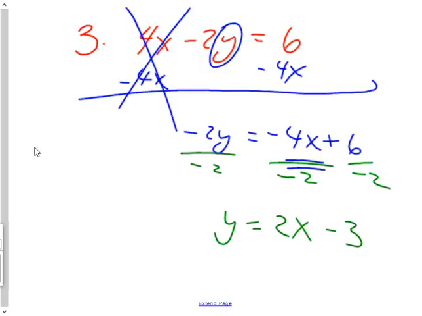And then why did I do that? Because now I know the slope. Miss SF, what is the slope? 2. And what's that other thing? It's the negative 3. What is it? The y-intercept. Very good. That's why we did this, because now we know the slope and the y-intercept. Cool. I think you're catching on.